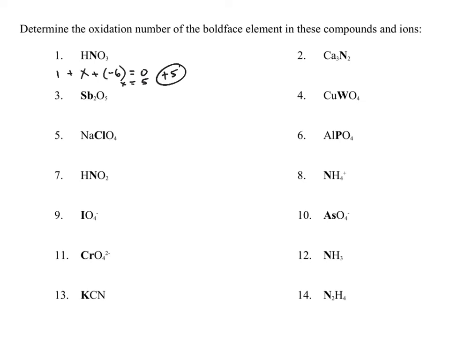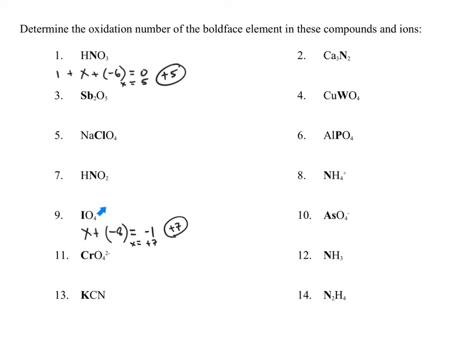If we come down to, let's try number 9. This time I have an ion, IO4, with a -1 overall charge. So instead of equaling 0, they're going to add up to -1. Each oxygen is -2, and I have 4 of them. That gives me a total of -8. I have 1 iodine, so it could be X. Basically then you have X minus 8 equaling -1, and we end up with X equals +7.